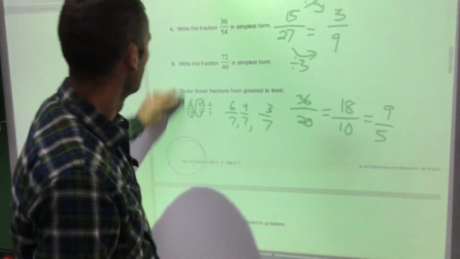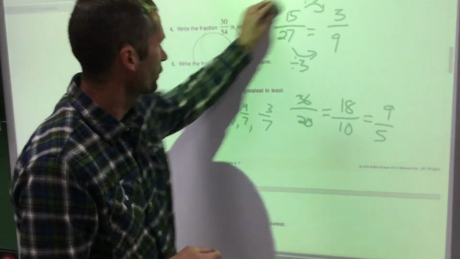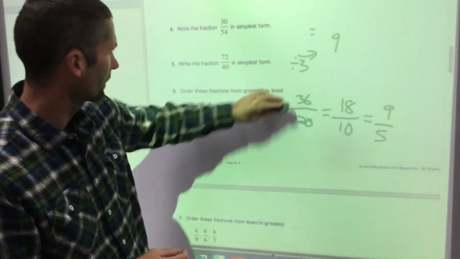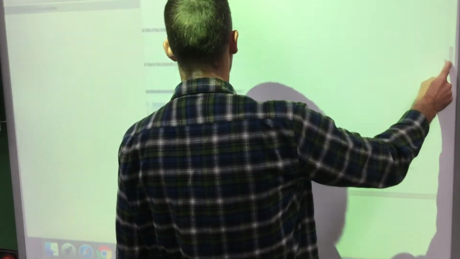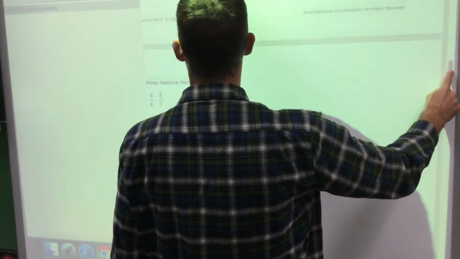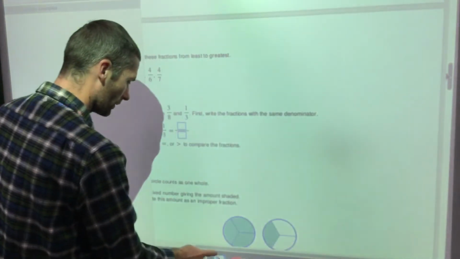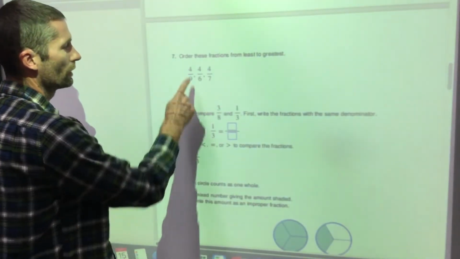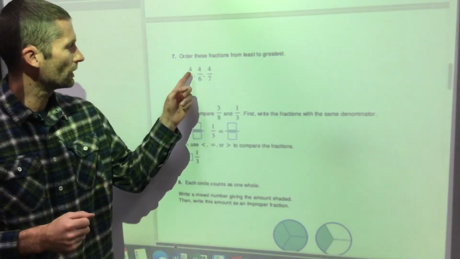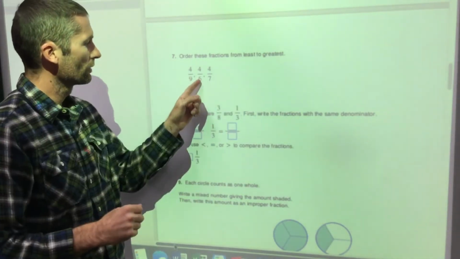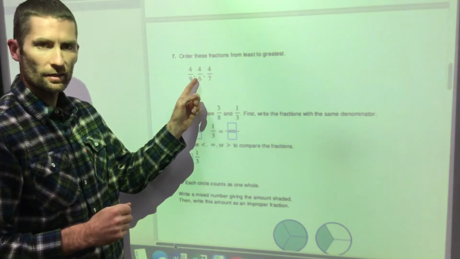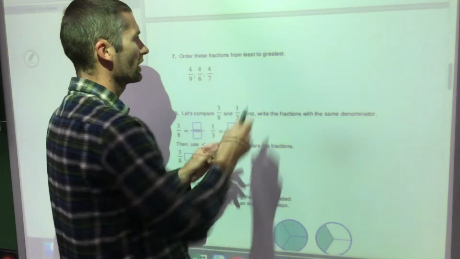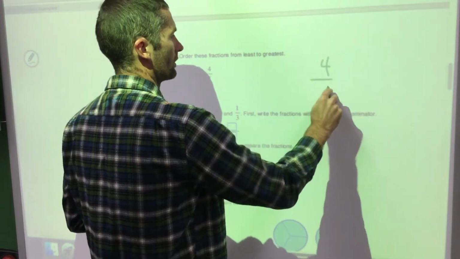Okay, next problem. I'm going to order the fractions from least to greatest now. Like I just said, got to watch out for that. So that one we had similar denominators. This one we have similar numerators. Okay, so shooting basketball. 4 out of 9 shots, 4 out of 6 shots, or 4 out of 7. The best here is 4 out of 6. So 4/6 is going to be my greatest.